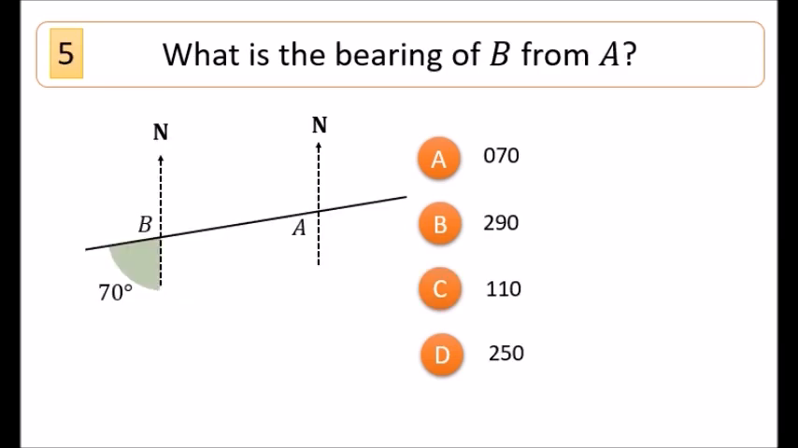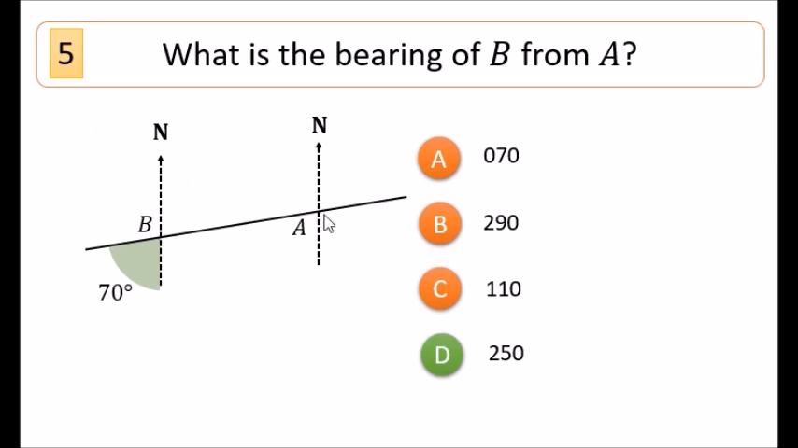So what's the bearing of B from A in this question? Is it A, 070, B, 290, C, 110, or D, 250? The answer here is D, 250.